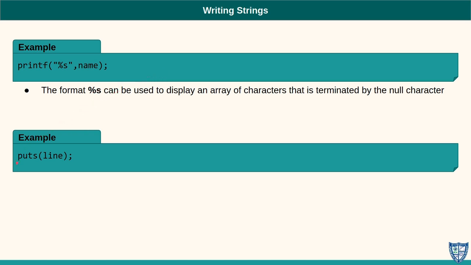For writing a string, we can also use a function called the puts function. Both of them are almost the same. The difference is that printf will just print the string. Puts will also print the string plus a new line. You don't have to put a new line. The cursor will move to the next line when you use the puts function, but printf won't do that.